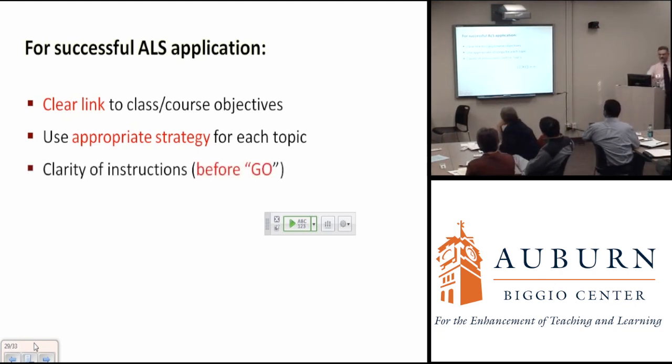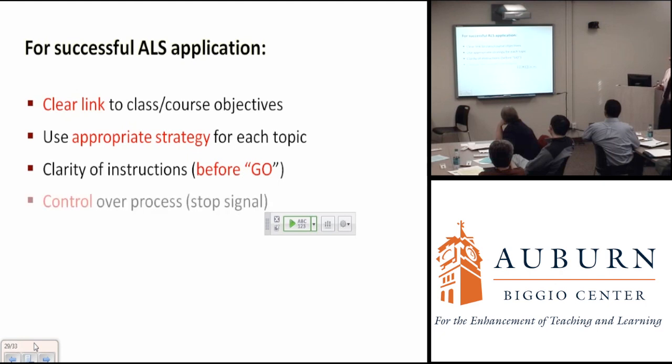Well, you have to have clear instructions. Before you let your students start, you have to tell them exactly what they're going to do. Otherwise, they might be sitting there confused, not sure what's going on. Okay? You have to have control. You have to tell them exactly how much time they have. Don't let them work for 20 minutes on an activity that would take 2 minutes.